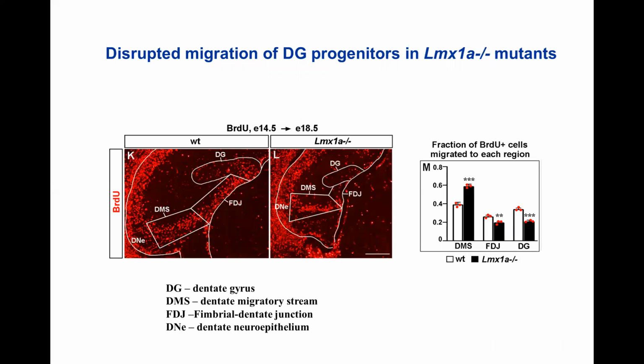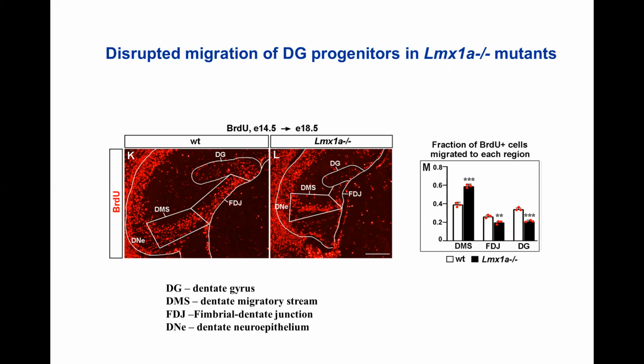To study migration of dentate progenitors, we used BrdU labeling. BrdU is incorporated into the DNA of dividing cells, and once it is incorporated, it's permanently present in the DNA of such cells, and these cells can be identified using immunohistochemistry against BrdU.